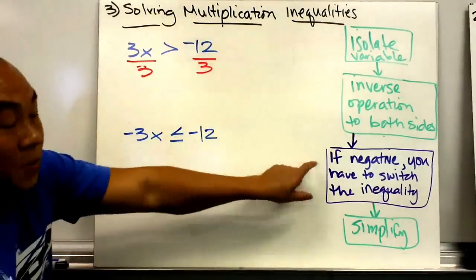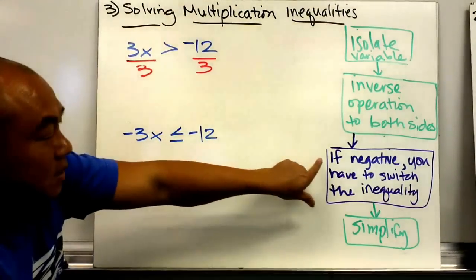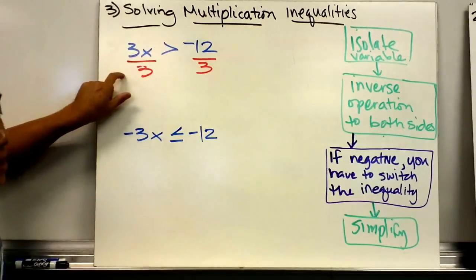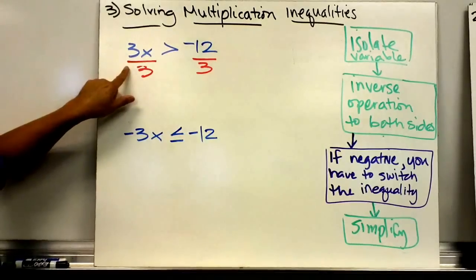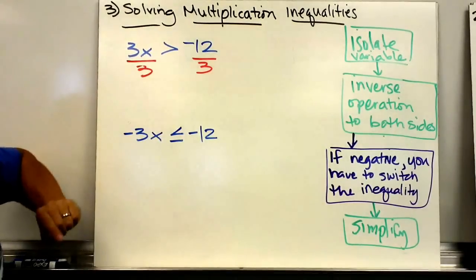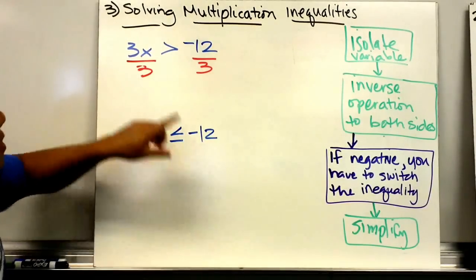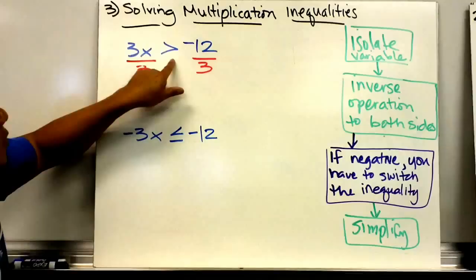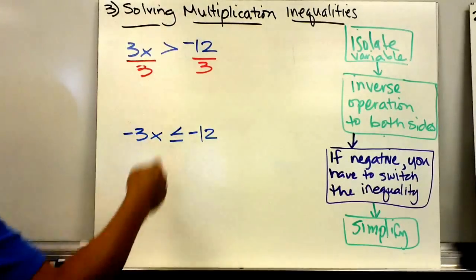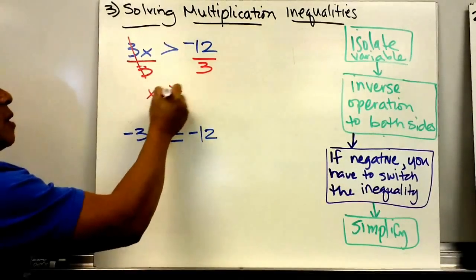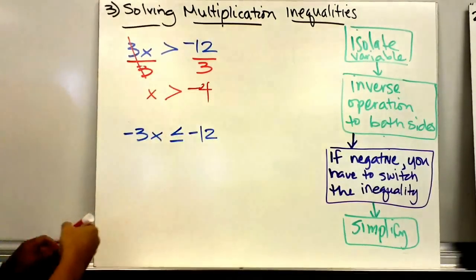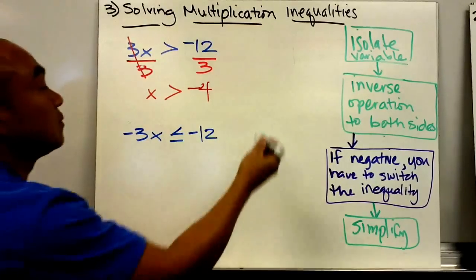Now, here's the part that I want you to read. If you are dividing by a negative, you have to switch the inequality. Since we're dividing by a positive, that doesn't switch. That's all that is. Okay? So since we're dividing by a positive, we don't have to worry about that. That stays the same. We now have x is greater than negative 4. Let's go ahead and graph that as well.